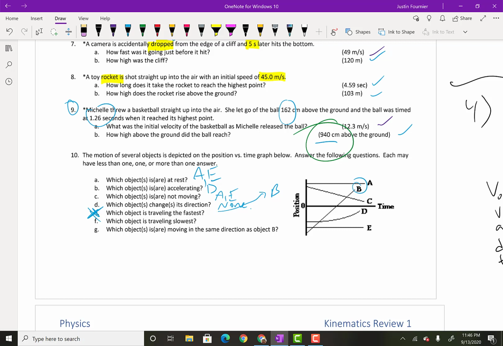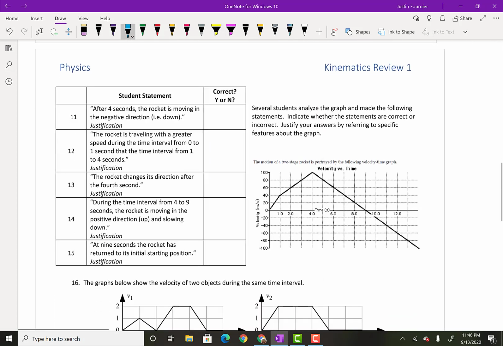Which object is traveling the slowest? Well, probably the ones that are at rest. So A and E. And then lastly, which objects are moving in the same direction as object B? Object D is moving in the same direction as object B, because again, the tangent lines to the curve there, which are the instantaneous velocities, are always positive, so that means they're moving in the same direction. So I'm going to say D. There you go. All right, moving right along.